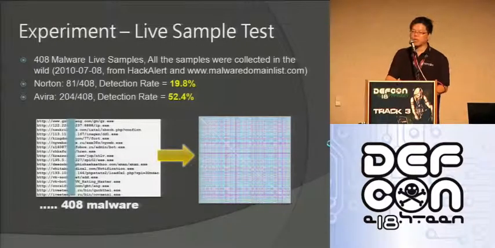In our test samples, we actually have 408 malware samples that we collected on the 8th of July this year. We have a product called Hack Alert that can scan websites for Trojans that are already on those websites, and then we collect all these malware samples. We also tested these malware samples against some existing antivirus, and the hit rate is not really good. Some vendors have less than 20%, some vendors can have 50%. So these malware are really new.